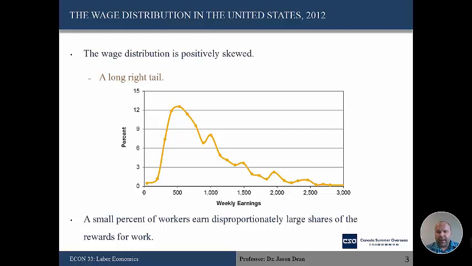So here we have weekly earnings on the horizontal axis, and then we have the percentage of the population that has those earnings. So here we can see clearly that the wage distribution is positively skewed. There's a very long right tail. So there's a small percentage of workers who earn a disproportionately large share of the rewards to work.